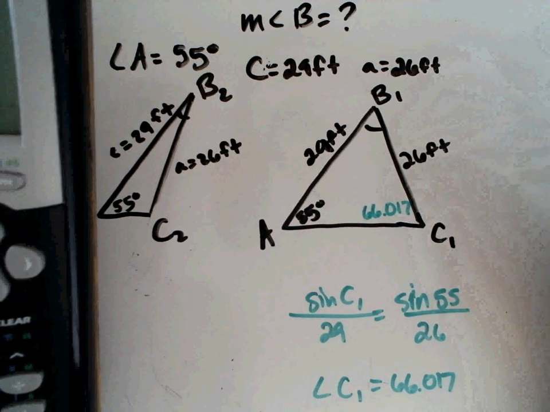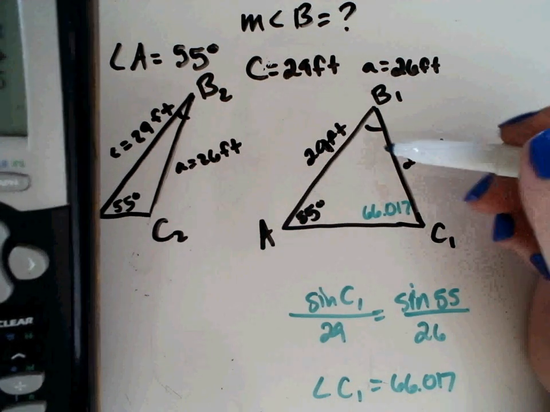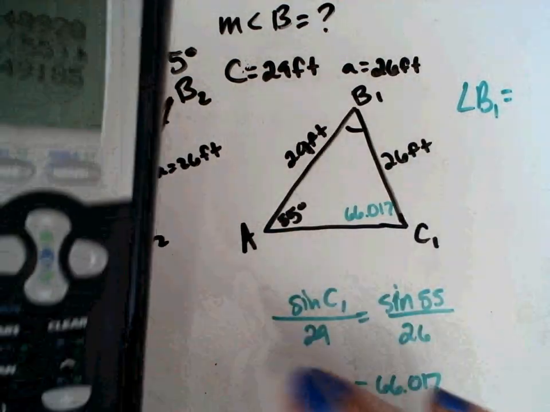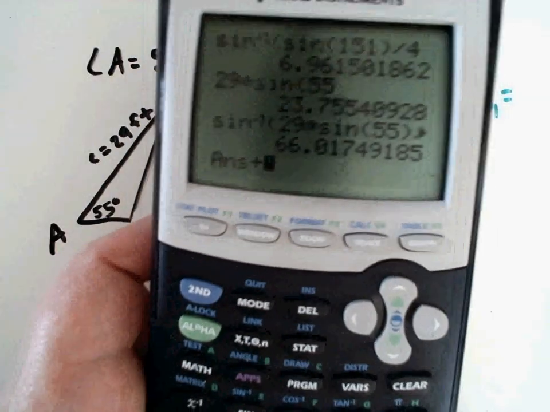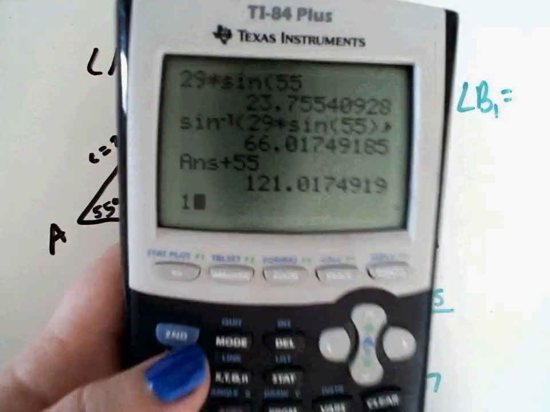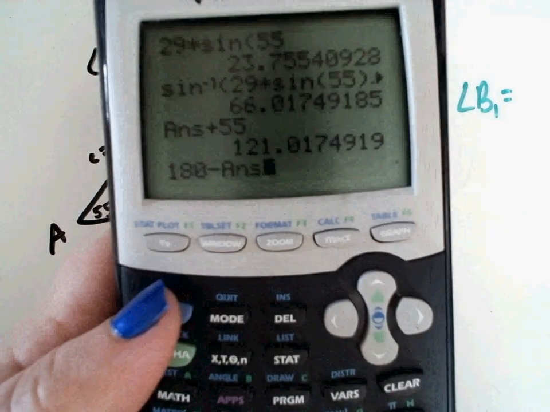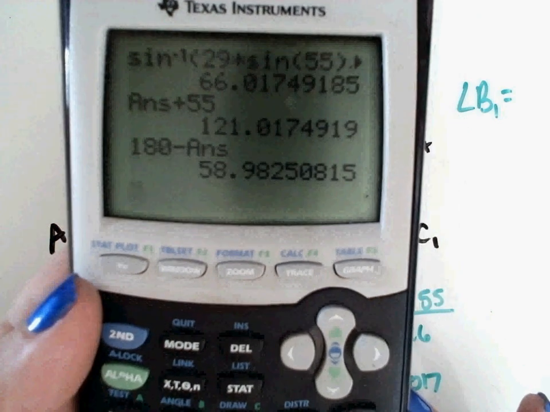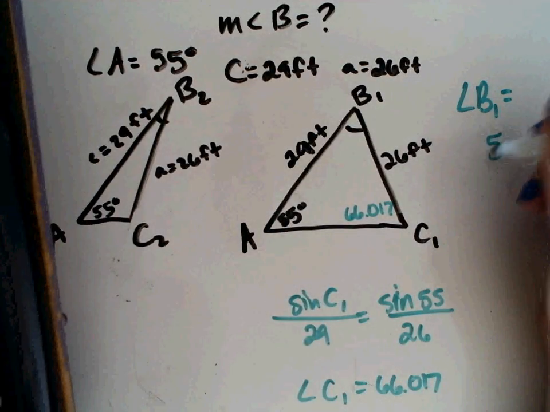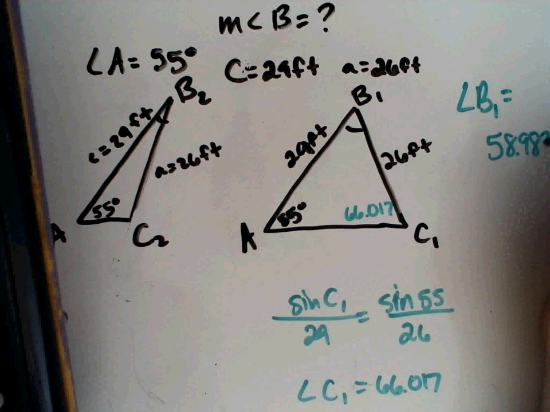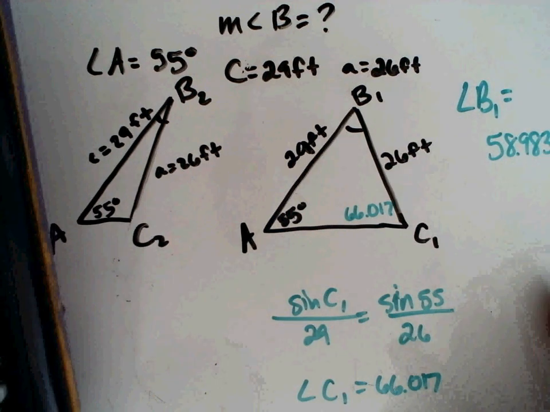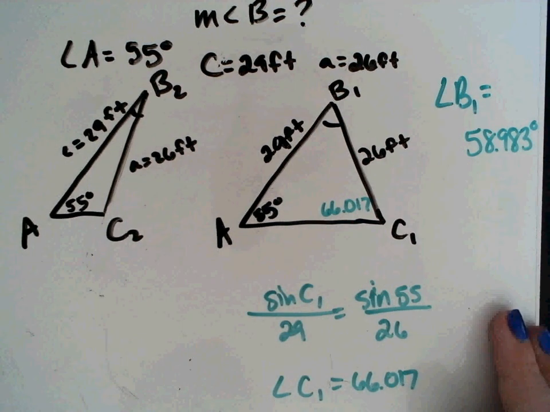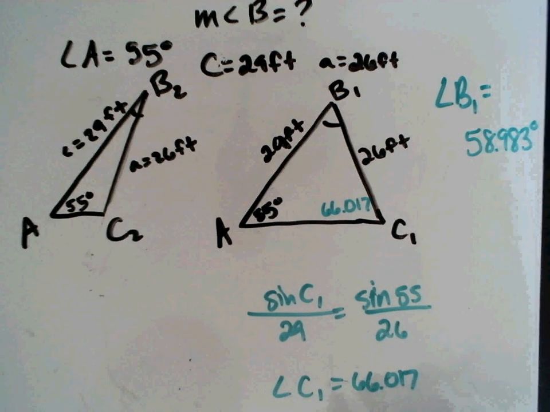So when I think about what is the measure of angle B1, all I gotta do is add those up and subtract from 180. So plus 55, and then 180 minus my answer. And I get 58.983. So 58.983 degrees is the measure of angle B1. So this B. And now we gotta find this B over here, right?